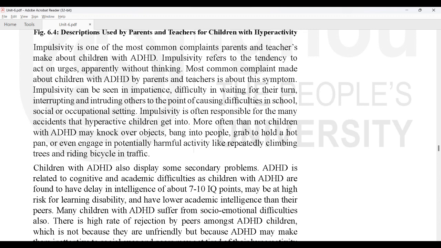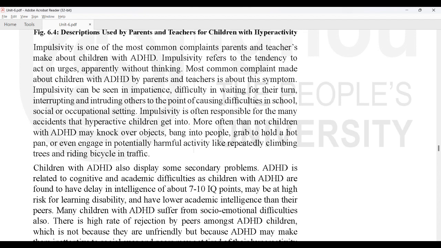Children with ADHD also display some secondary problems. ADHD is related to cognitive and academic difficulties, as children with ADHD are found to have delay in intelligence of about 7 to 10 IQ points, may be at high risk for learning disability, and have lower academic intelligence than their peers. Many children with ADHD suffer from socio-emotional difficulties also.